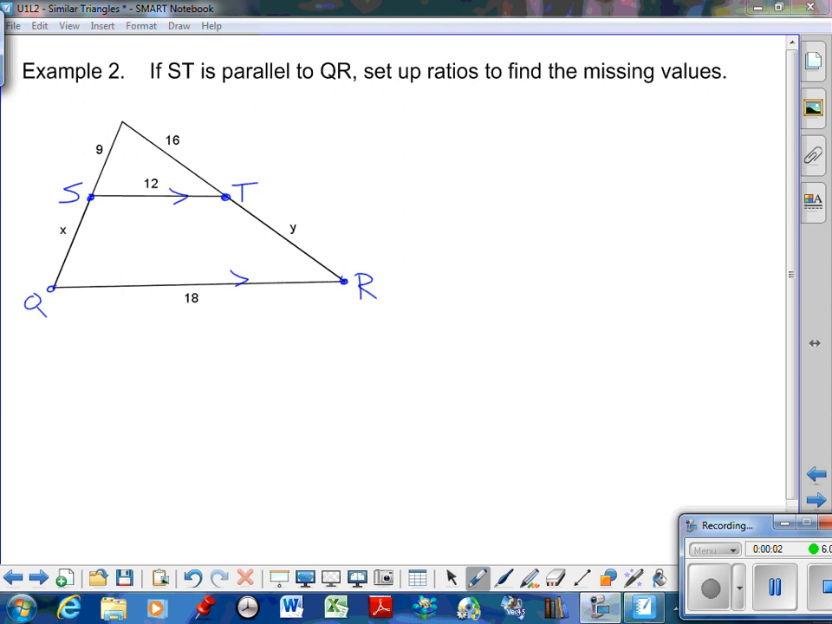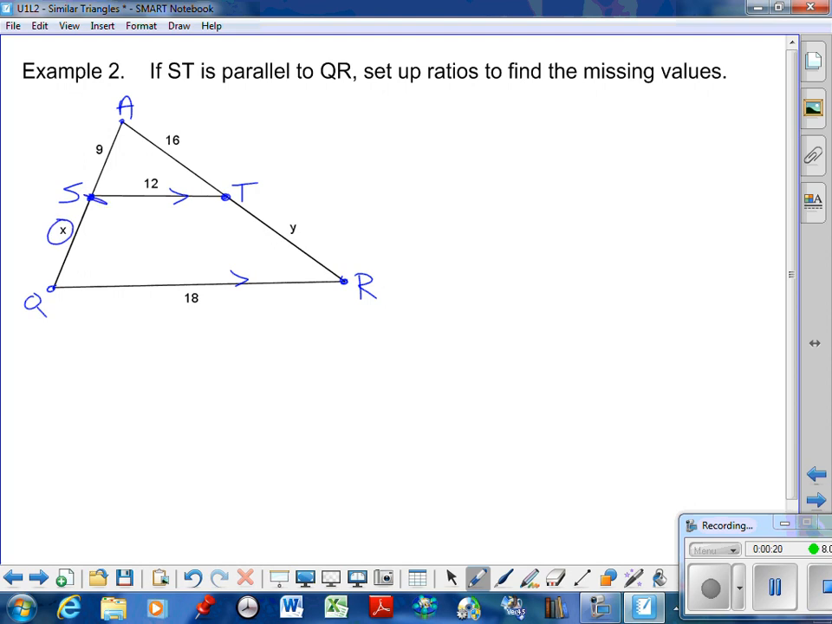Okay, so quickly finishing up this example, ST and QR are parallel here. I'm going to give that top one a name, and I'm going to call it A, just because it's one of the only letters I know other than S, T, Q, and R. Now I want to find the missing values.